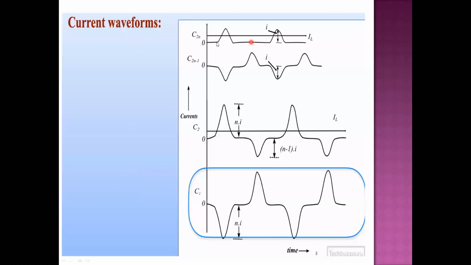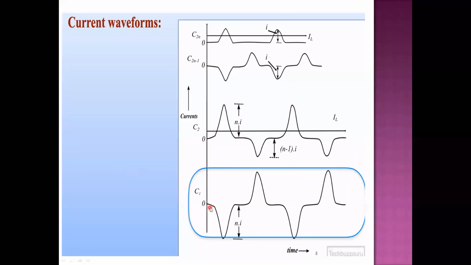Now the current waveforms, all of you try to concentrate here. Current waveforms. Here, across the capacitor C1, this is the current waveform. Across the capacitor C2, this is the current waveform. So try to all of you concentrate here.